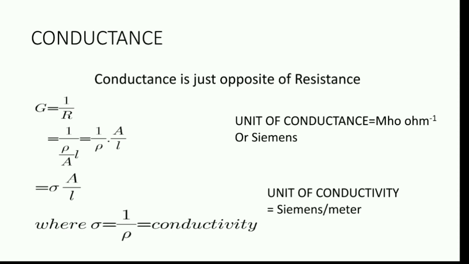And the unit of conductivity is just the opposite of resistivity. The unit of resistivity is ohm meter. So if we invert ohm meter, it becomes 1 by ohm meter, and 1 by ohm is also called Siemens. So the unit eventually becomes Siemens per meter. Conductance is the ease of flow of charge in a material, and conductivity is nothing but specific conductance.